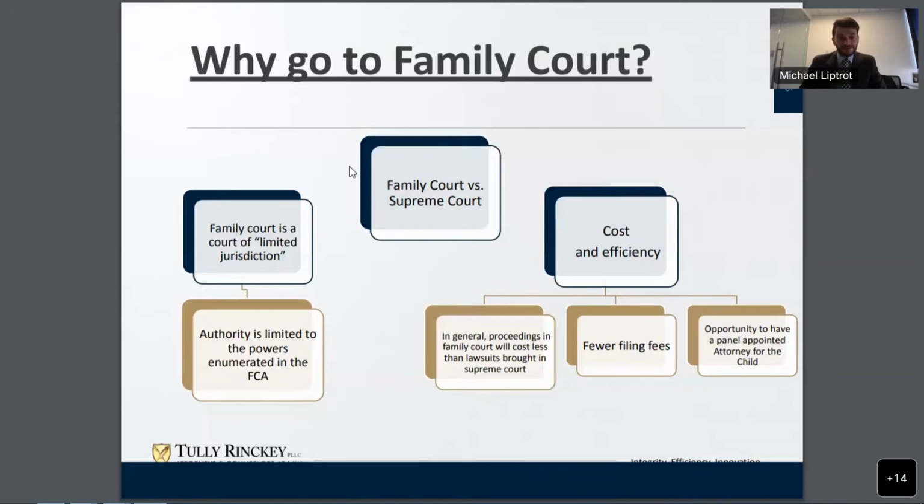There's no filing fee to file your pleadings in family court, and the family court will often appoint the attorney for the child, which most often parties won't have to pay for. You also have a right to counsel in custody cases, and depending on your financial circumstances, you could have an attorney appointed for you if that's necessary. But the attorney for the child is usually no cost to the parties.